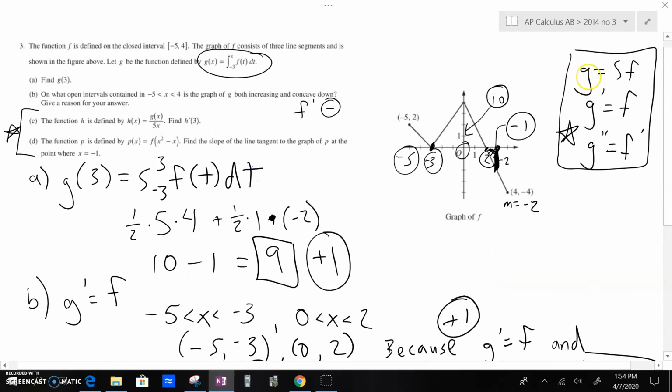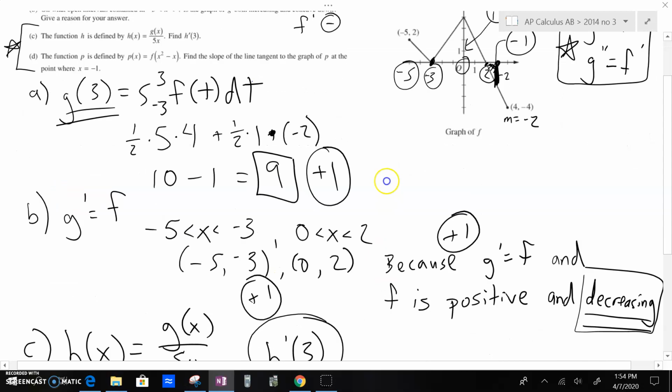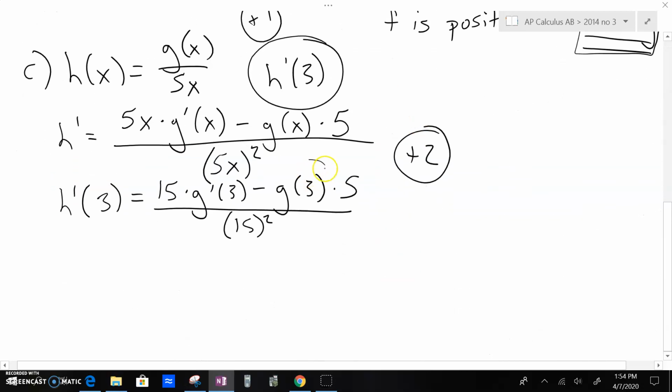So g of 3 and g prime of 3. Well, let's see. If I want g of 3, I already actually found g of 3. G of 3 was what we did in part A. So you're actually using that 9 that we found in part A. And that's going to sit right here. So I'm going to have a 9 right there, and that's the value we found in part A.